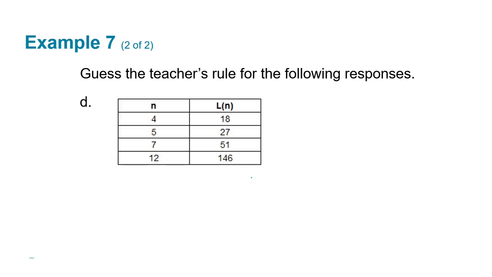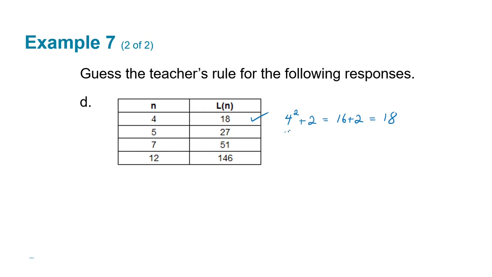In part D, please pause the video again and try it on your own. This one's going to be a challenge. Let's go over the answer for part D. For the first row, I'm going to take the 4 squared and then add a 2. 4 squared is 16, and then we'll add 2 to that 16. 16 plus 2 is 18. So that works out for the first row.